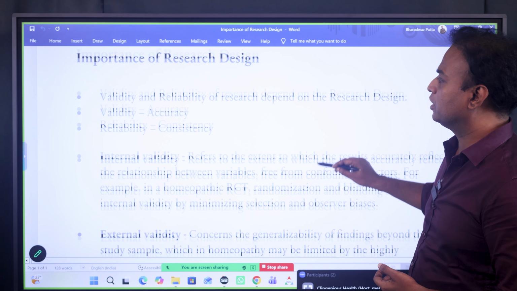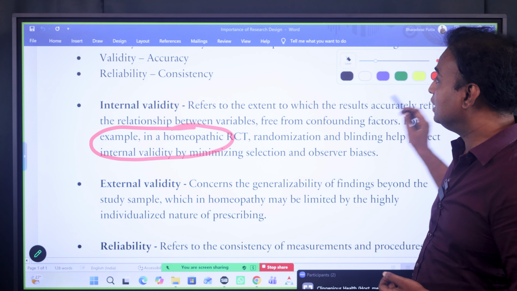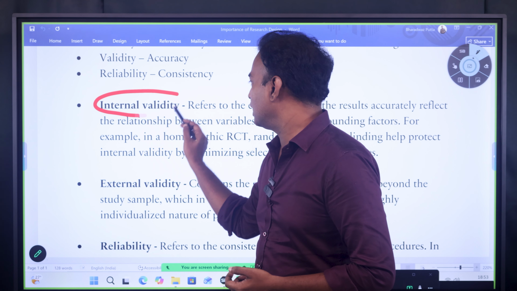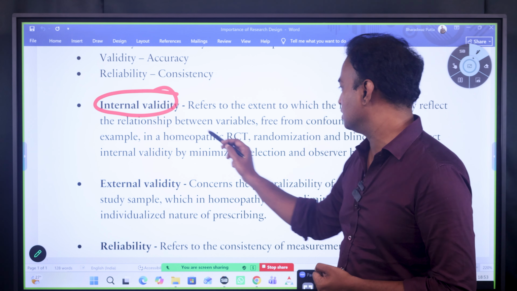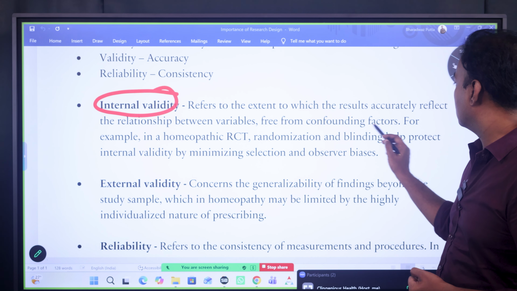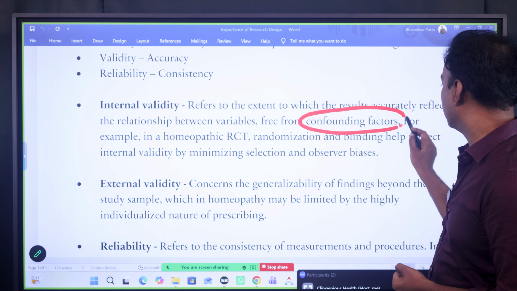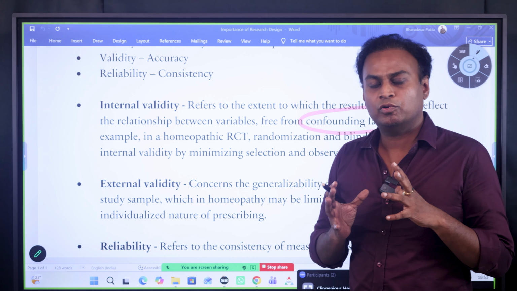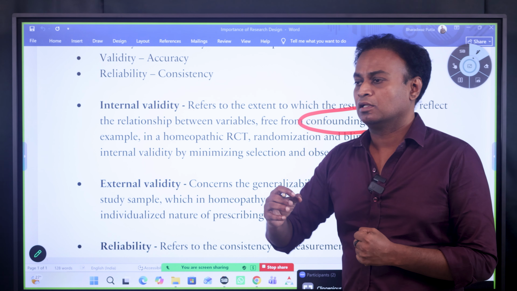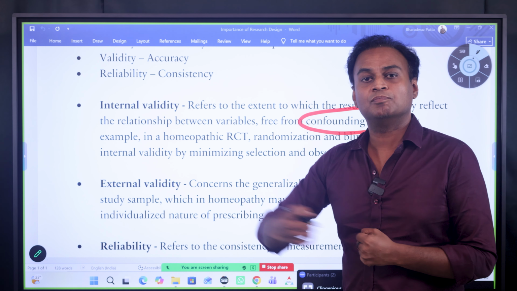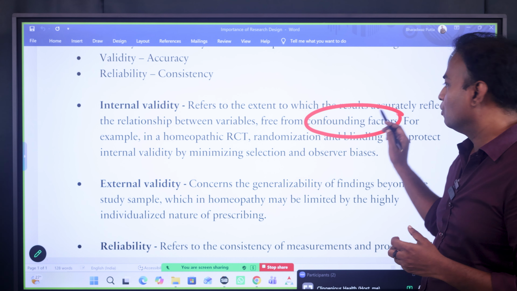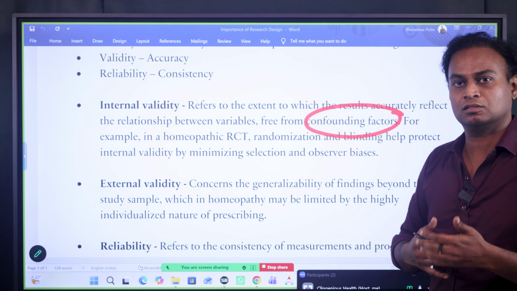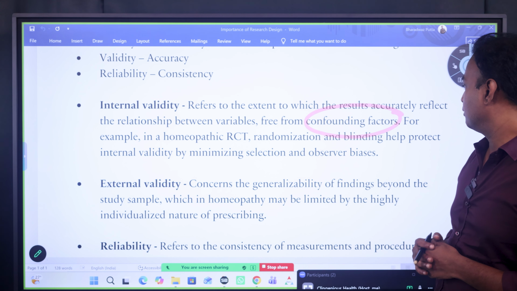So again, you have different types of validity. The first one is internal validity. Internal validity refers to the extent to which the results accurately reflect the relationship between variables, free from confounding factors. Confounding factors means that if you have a good research design, external factors will not impact your research results. So that is confounding factors.